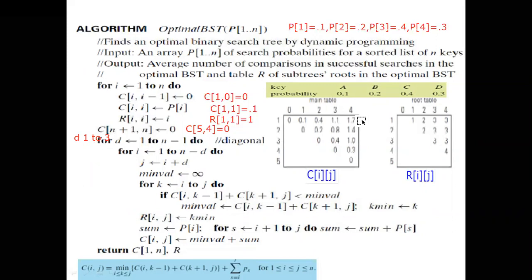For D is equal to 2, next diagonal. D is equal to 3, the last diagonal, where 1 value is nothing but 1, 4. That is the way it is going to execute, right?